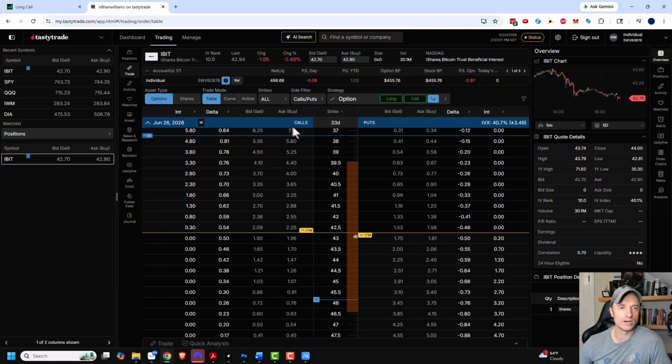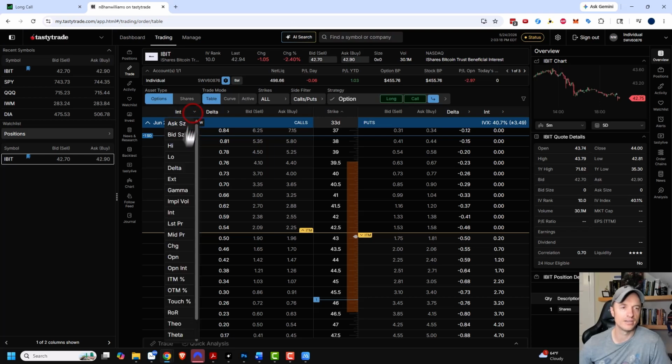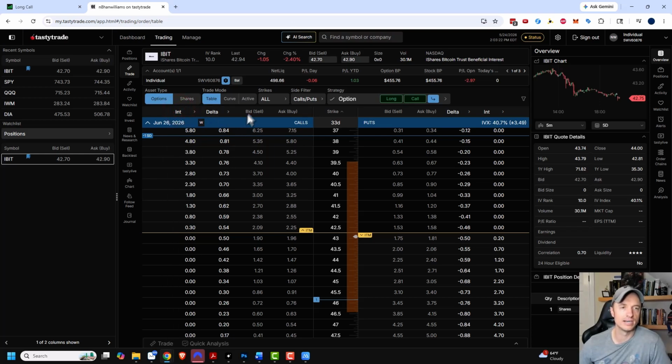And then we're on the call side. So we're on call right here, and we have details. So we have our various columns. Right here we have our intrinsic value. You could go ahead and change the columns that you're looking at. We also have delta, and then we have our bid, which is the sell, and the ask, which is the buy. Again, we are buying options, so we're going to be looking at the ask column.